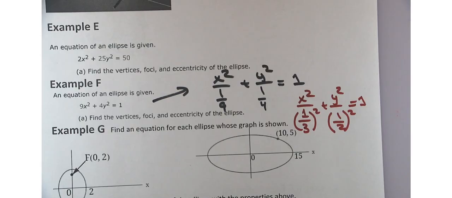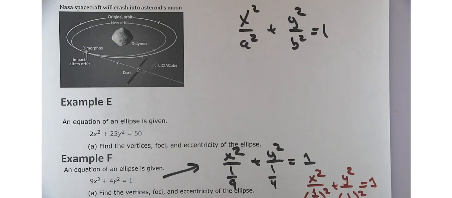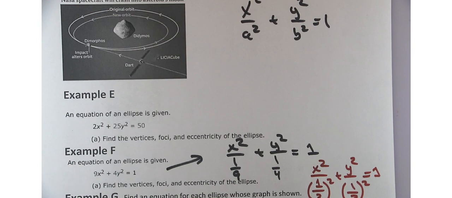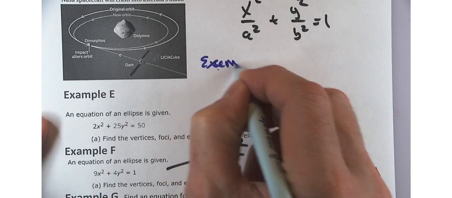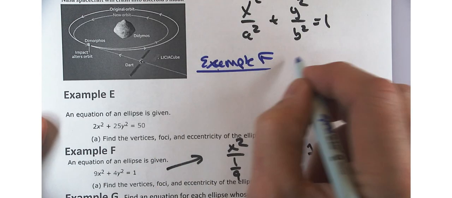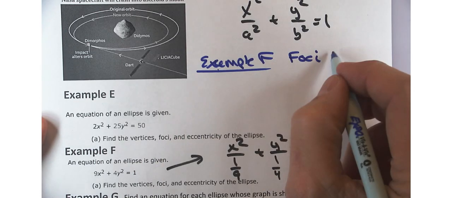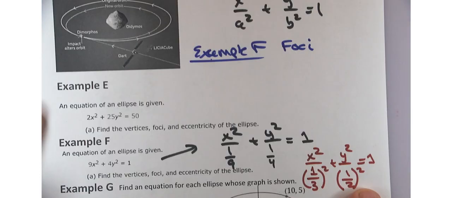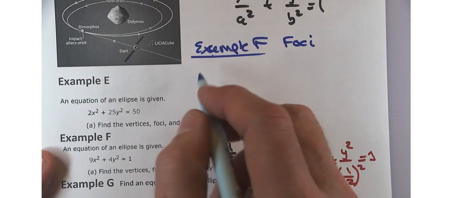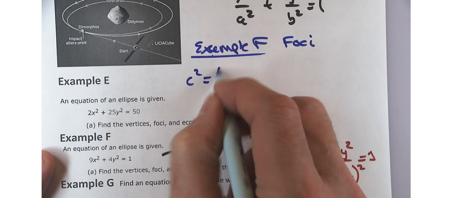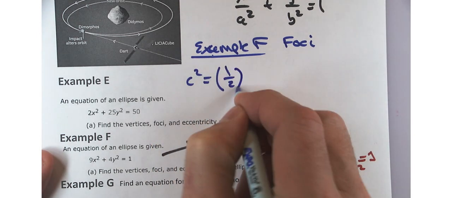So for the foci, we have to do a little thinking here. So this is example F. Foci are going to be b squared minus a squared, or a squared minus b squared. Which of these is bigger? The denominator of the y squared or the denominator of the x squared? Yeah. 1/2 is bigger than 1/3, so c squared equals 1/2 squared minus 1/3 squared.